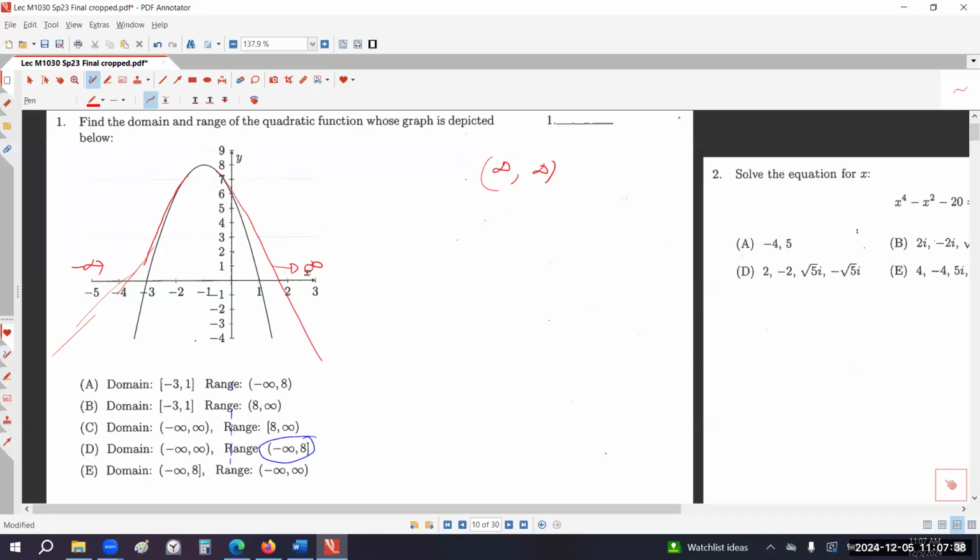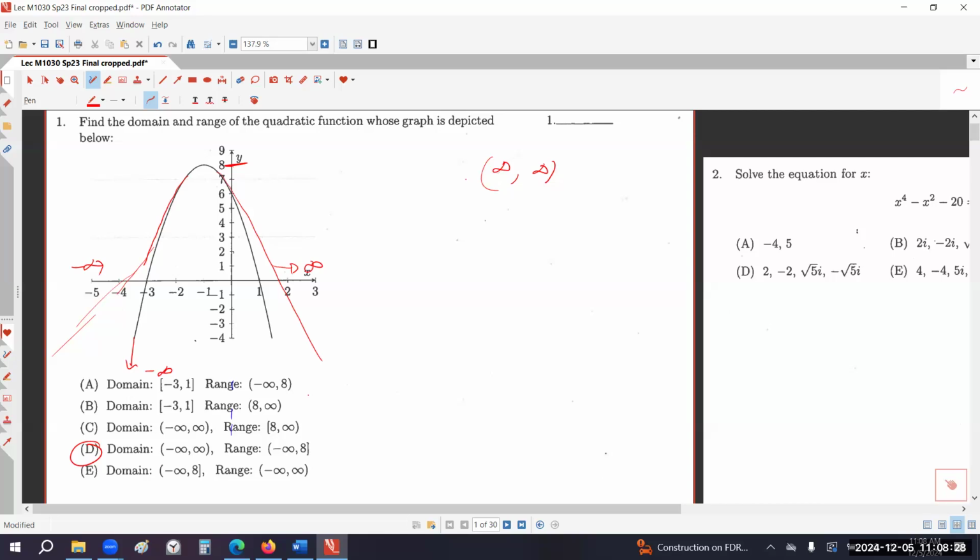And how about the range? The smallest y to the largest y. The smallest y value is going down forever, so negative infinity. And the largest y value we see is 8. So from negative infinity to 8. And I can't work here. So which option is this? A, B, C, D, or E? D, right? Our domain is negative to positive infinity, and our range is from negative infinity to positive 8. And 8 has a bracket. Why not parentheses?